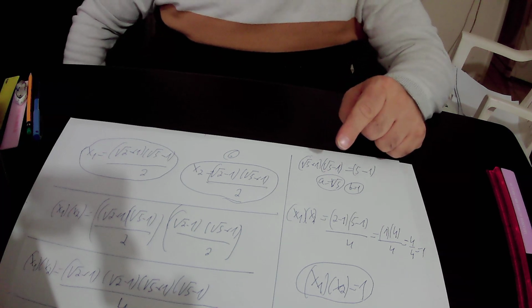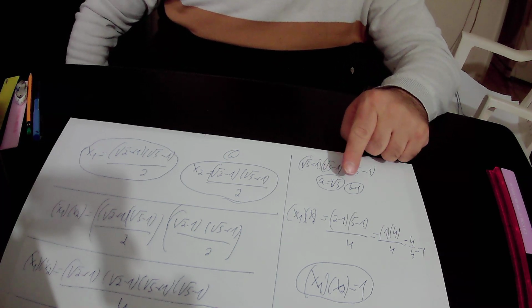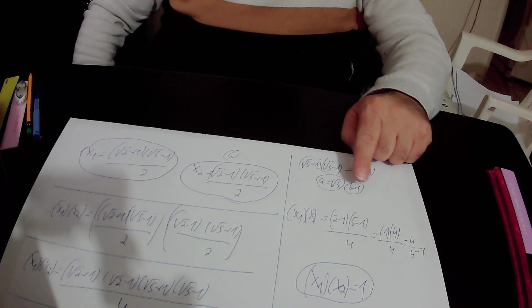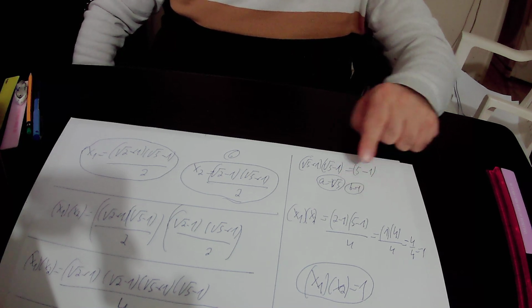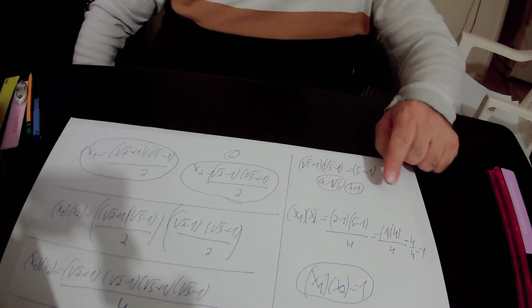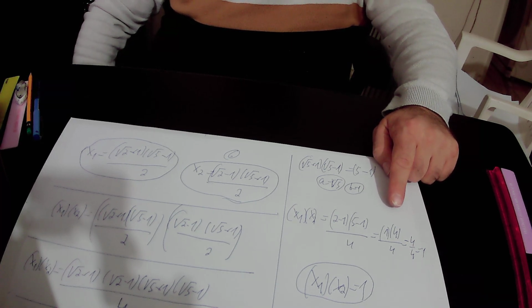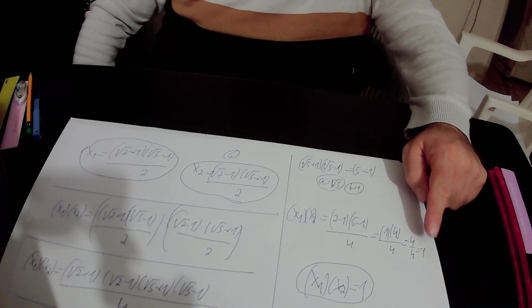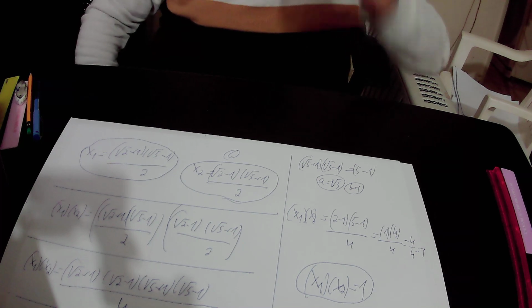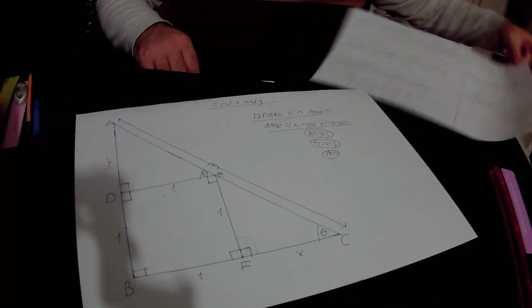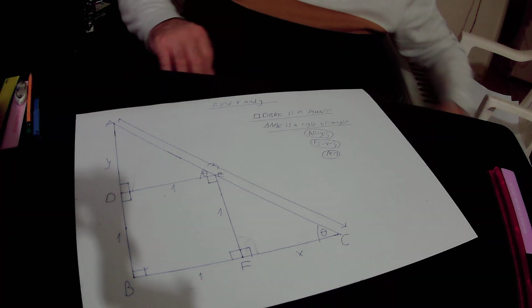And in conclusion, we found that x1 times x2 equals 2 minus 1 times 5 minus 1 over 4. 2 minus 1 is 1, 5 minus 1 is 4, 1 times 4 is 4, and 4 over 4 is 1. So in conclusion, x1 times x2 equals 1.